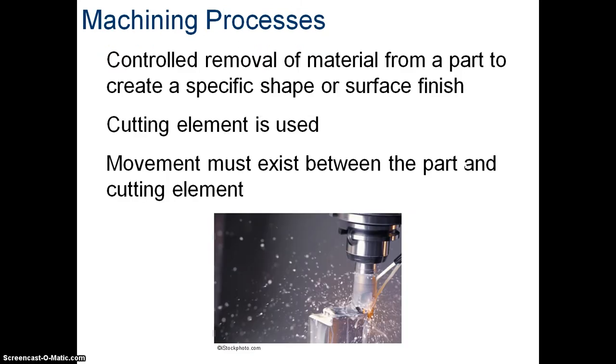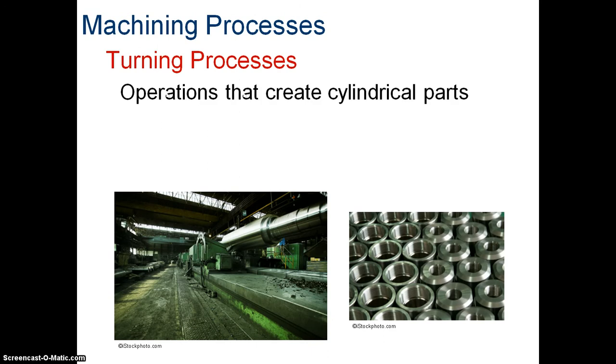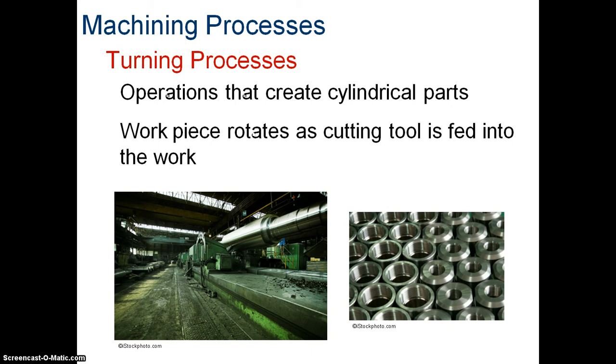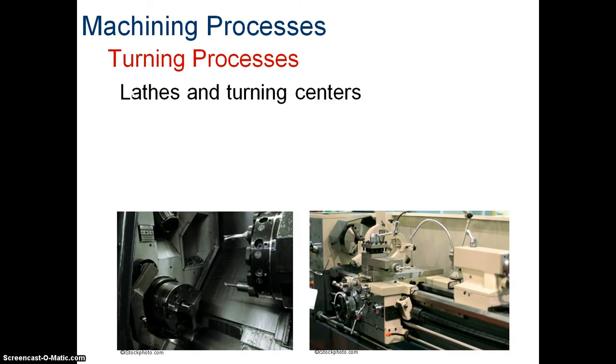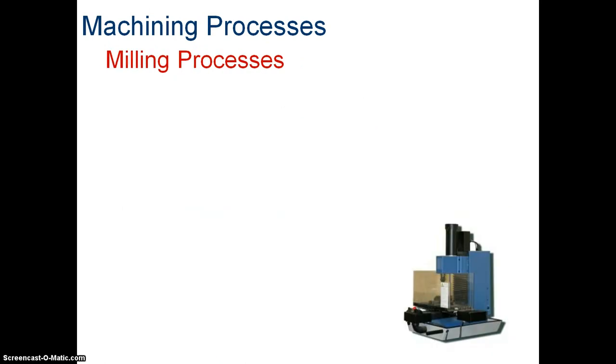Machining process: controlled removal of material from a part to create a specific shape. A cutting element is used. Movement must exist between the part and the cutting element. Turning process: an operation that creates cylindrical parts. The workpiece rotates and the cutting tool is fed into the work. The turning process can be done in lathes and turning centers. The process includes straight, taper, contour, necking, parting, boring, threading and knurling. These are the operations which can be done in a lathe.